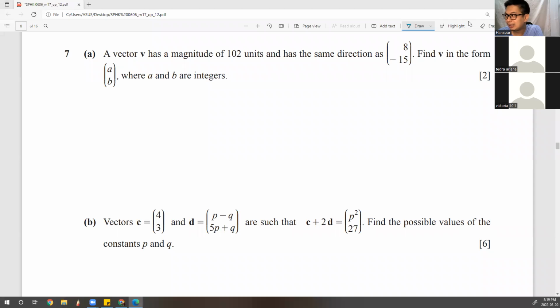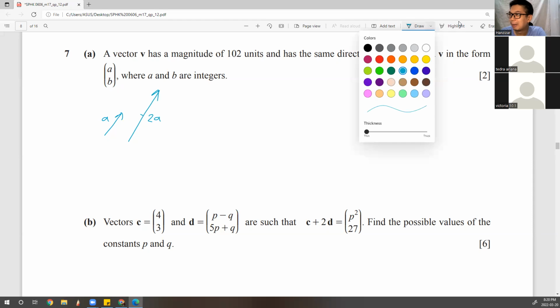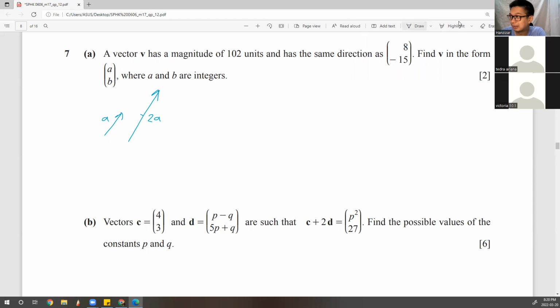Number 7, 8 and negative 15, so this is actually x and y. Okay, a vector v has a magnitude of 102 units and has the same direction. It is the same direction, but it might be different in magnitude. For example, this is a, right? This is, let's say, 2a, double the size, but they share the same direction, right? So this is what the question means. They have the same direction and different magnitude, right?